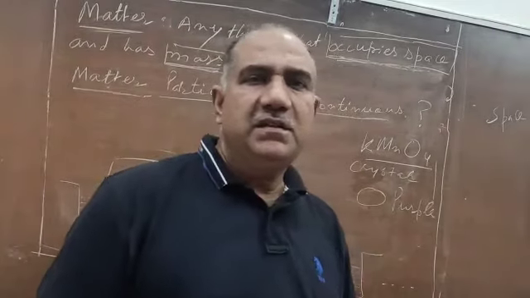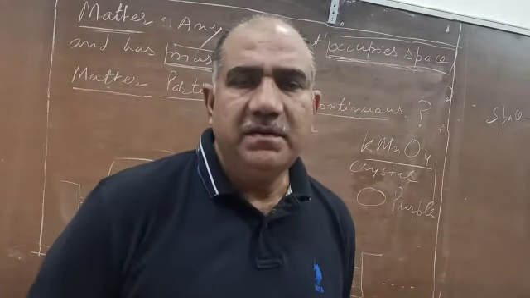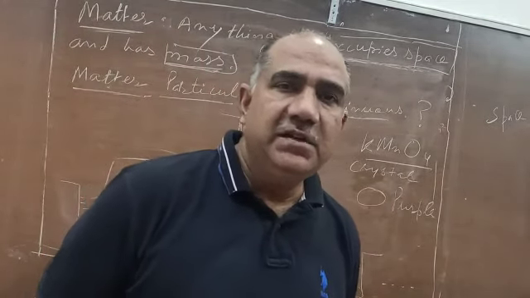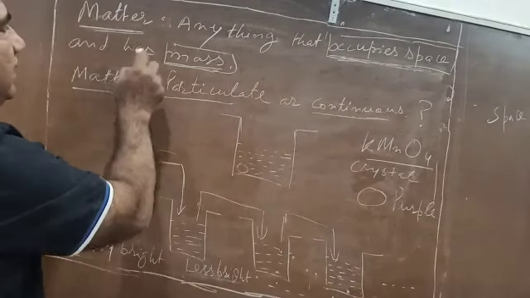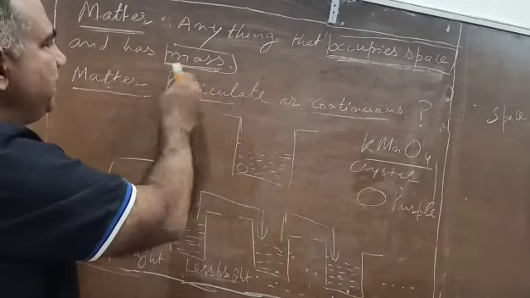Today in this class we will study the first chapter of chemistry, and that is matter in our surrounding. So to begin with, we will define what is matter. Matter is anything that occupies space and has mass.